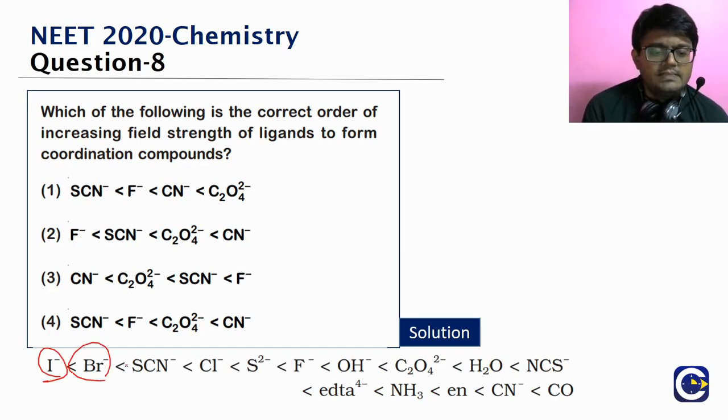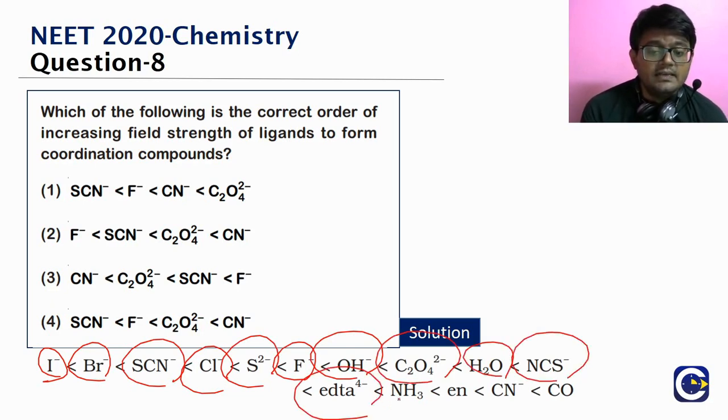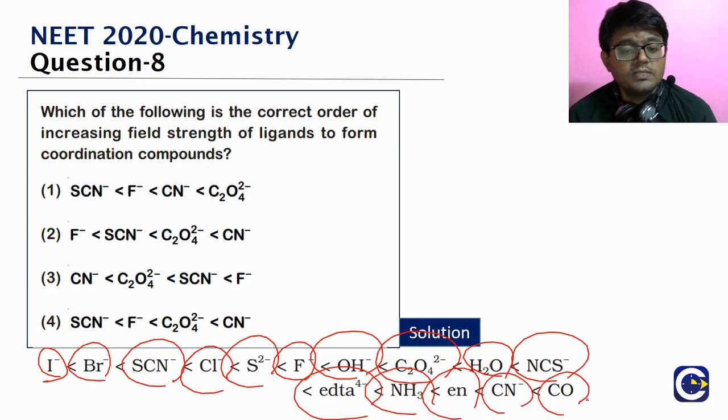So what is the order? I minus less than Br minus less than SCN minus less than Cl minus less than sulfide less than F minus less than OH minus less than oxalate less than H2O less than NCS less than EDTA less than ammonia less than En less than CN minus less than CO. So this is the order we have.